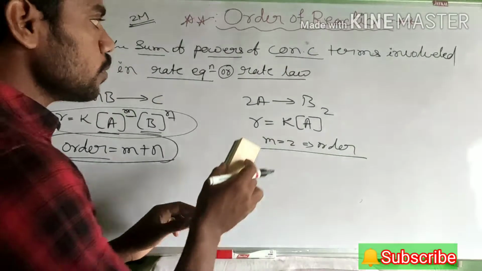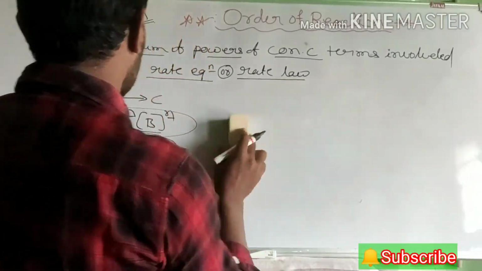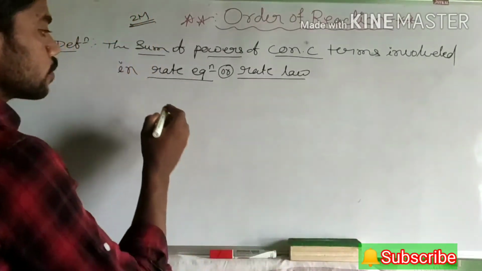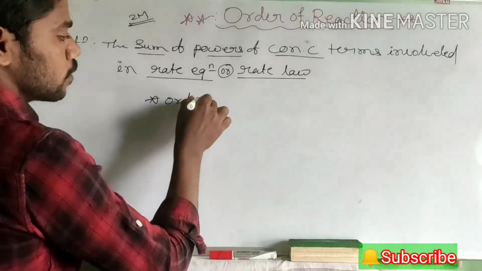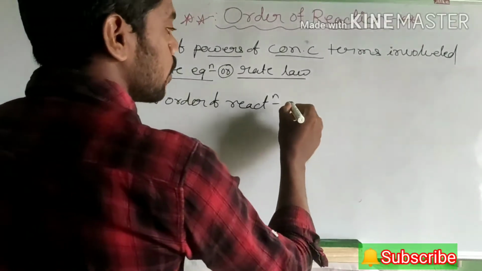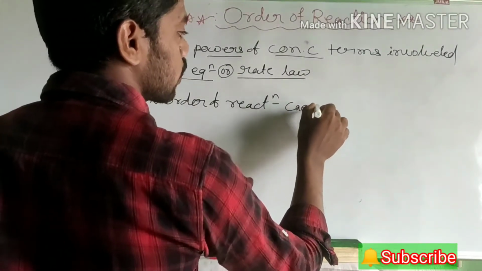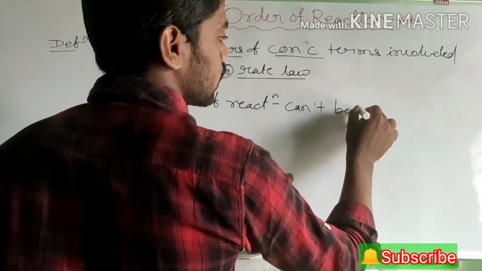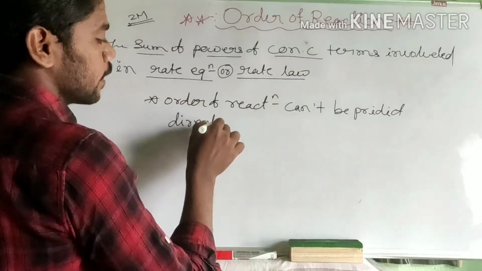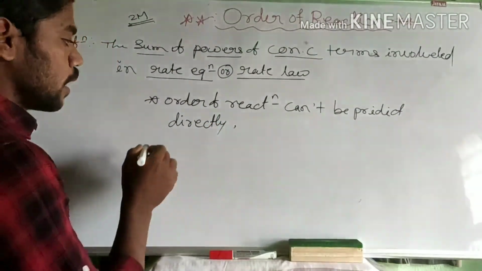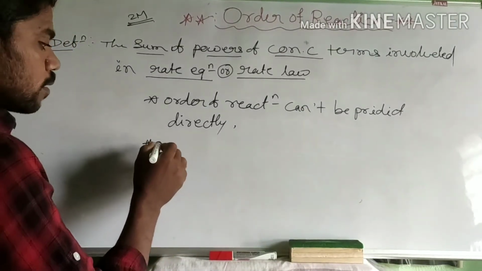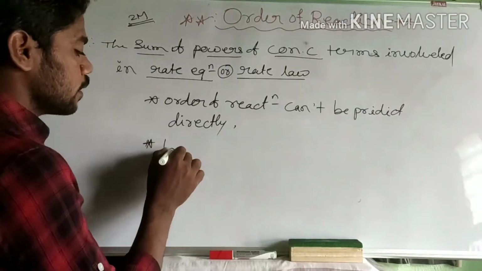One thing, next one, dear student, very simply: order of reaction cannot be predicted directly. The order of reaction is calculated experimentally, or the order of reaction is known experimentally.